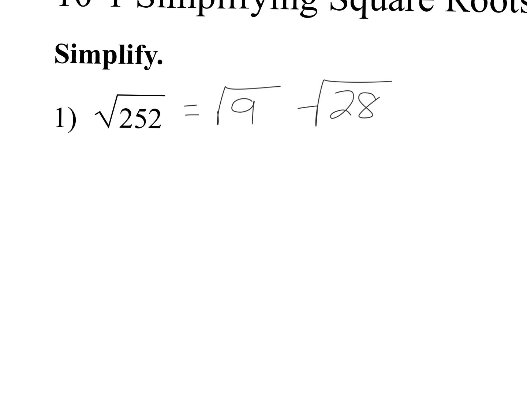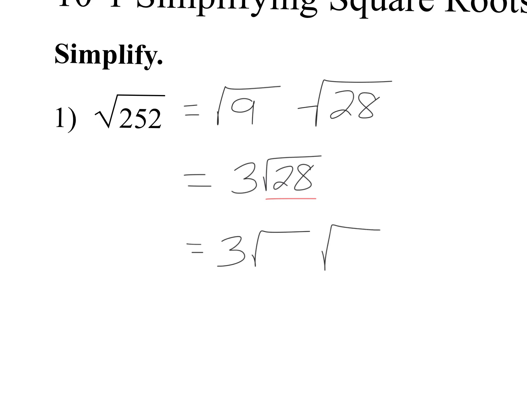Okay, last step is what? Yep, simplify. Square root of 9 is 3, and then tag on the leftovers. Is that my final answer? Why do you say no? Right, 28 can keep going. Okay, so let's keep going. So we're going to keep our 3 and then create a new good and bad.